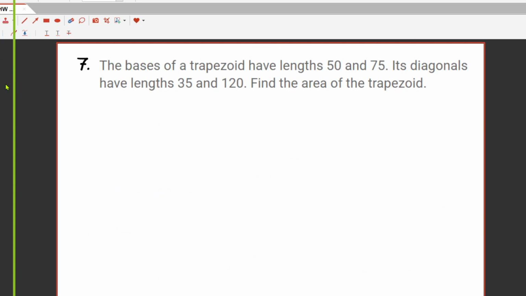Okay, the bases of a trapezoid have lengths 50 and 75. Its diagonals have lengths 35 and 120. Find the area of the trapezoid. Alright, let's have a look at the solution together.